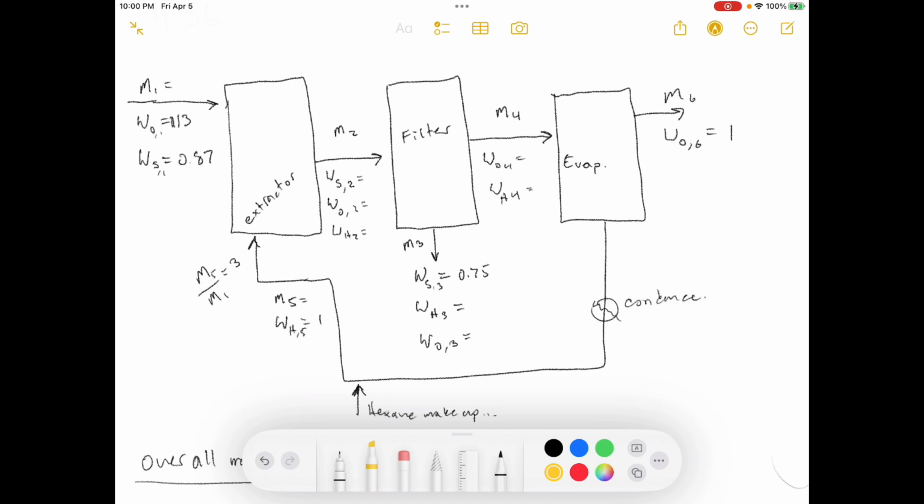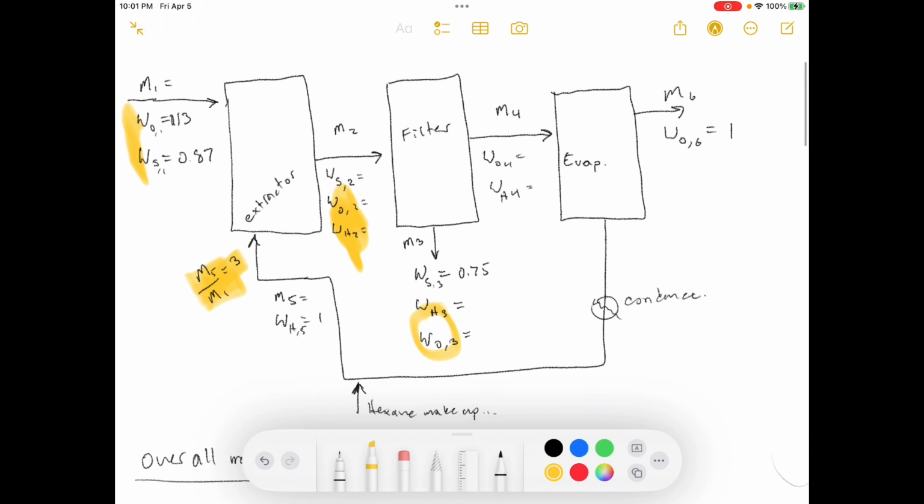But I've drawn out the process here. You can see I've added some of the information they had in the problem statement about weight percents going in. They give us this ratio here. And then they say that this ratio is the same as this ratio.